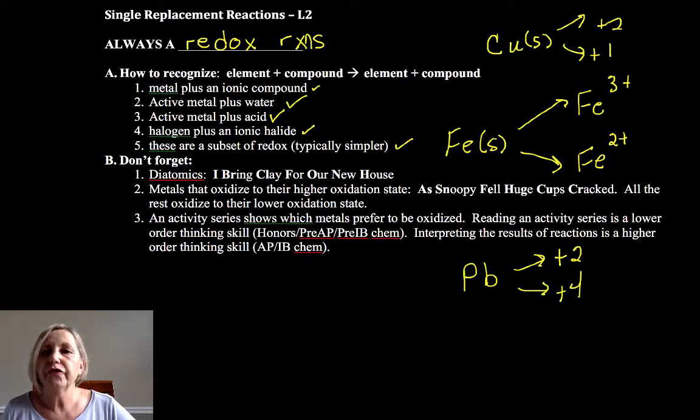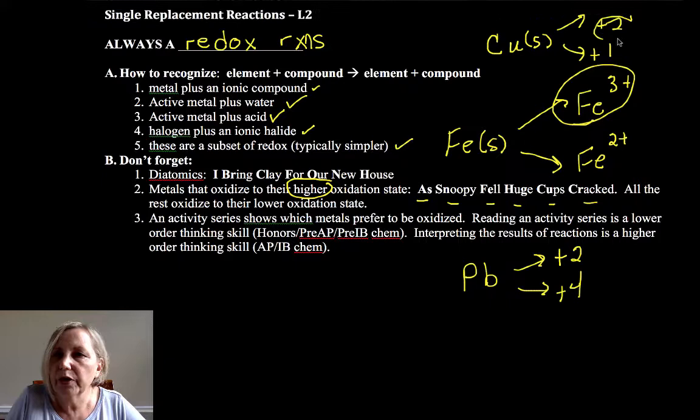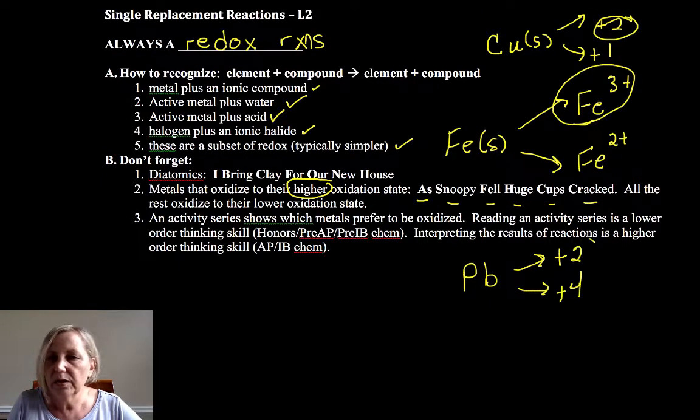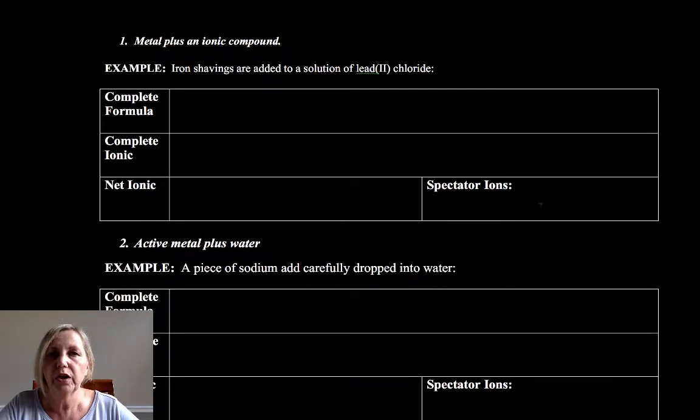There's a little phrase that I learned when I first started teaching high school: As Snoopy fell, huge cups cracked. As is arsenic, Sn, Snoopy, is for tin, Fe-ll, that's iron, Hg, mercury, Cu in cups, chromium in cracked. All of these go to their higher oxidation number. So iron goes to plus 3, copper goes to plus 2. Lead's not part of this, so lead would go to its lower oxidation number. Tin would go to plus 4, for example. That's one way to help recognize which ion is formed when there are multiple ions.